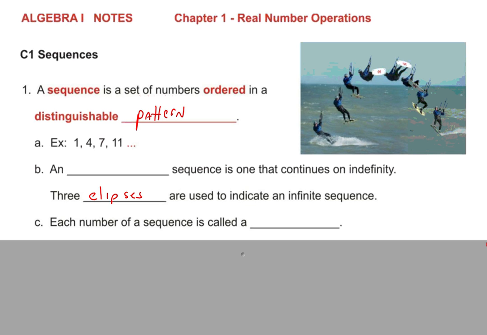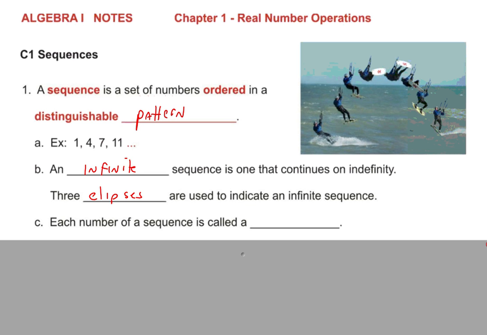infinite sequence. Are all sequences infinite? No, they could be. So if it's not infinite, what would it be? If it doesn't go on forever, it's got to be, anybody? Raise your hand. Luke? It is finite. It is finite. So it's either going to be infinite or it's going to be finite. All right, so infinite goes in here for B. An infinite sequence is one that continues on indefinitely. And the 3 ellipses tell you that.